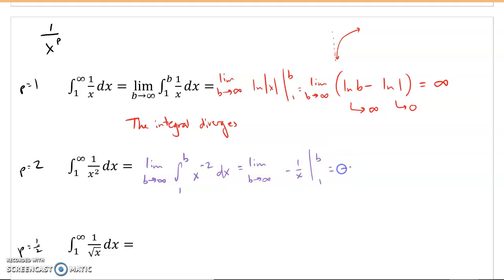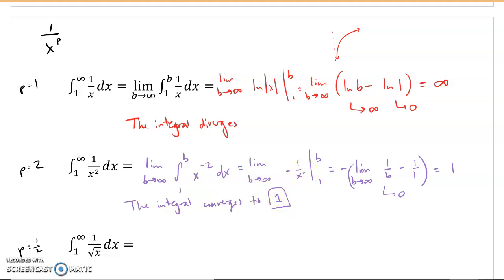So I'm going to go ahead and factor out the negative just because it makes things a little cleaner. And we've got 1 over b minus 1 over 1. And we know that if we take 1 divided by an infinite value, this thing is going to go to 0. And this is just 1, so we've got negative 1, which is positive 1. All right, so this integral does not diverge. This integral converges to 1.